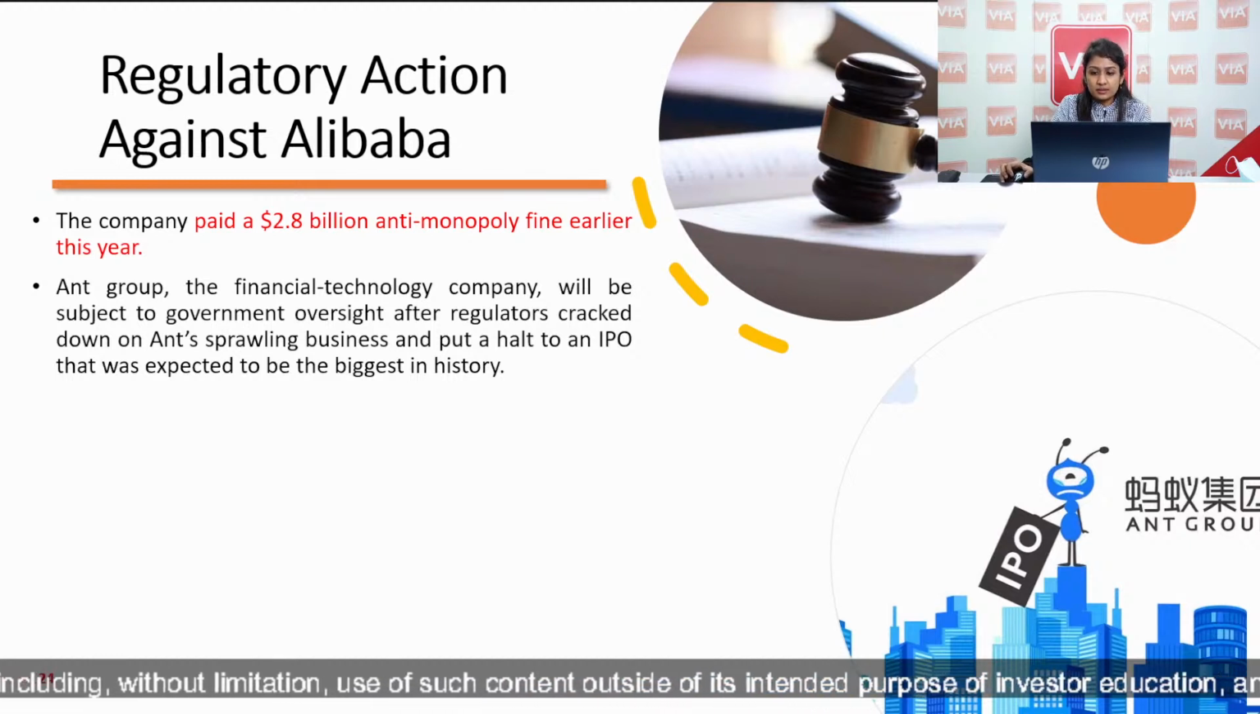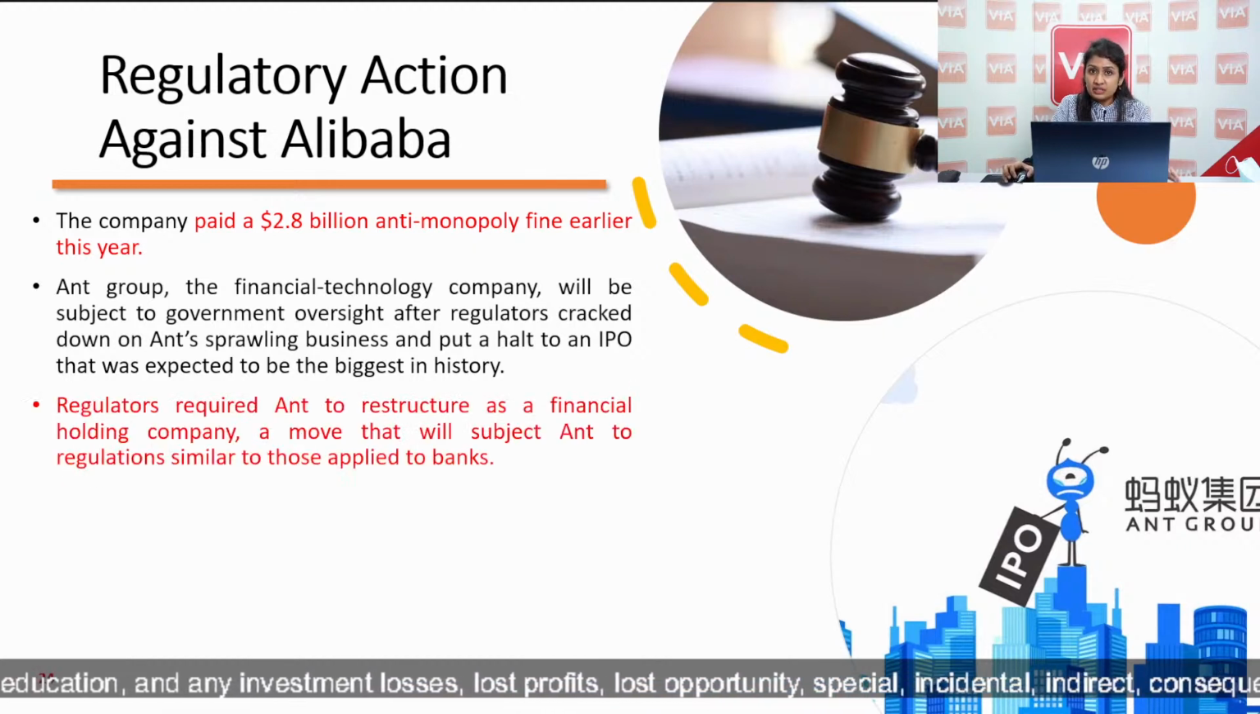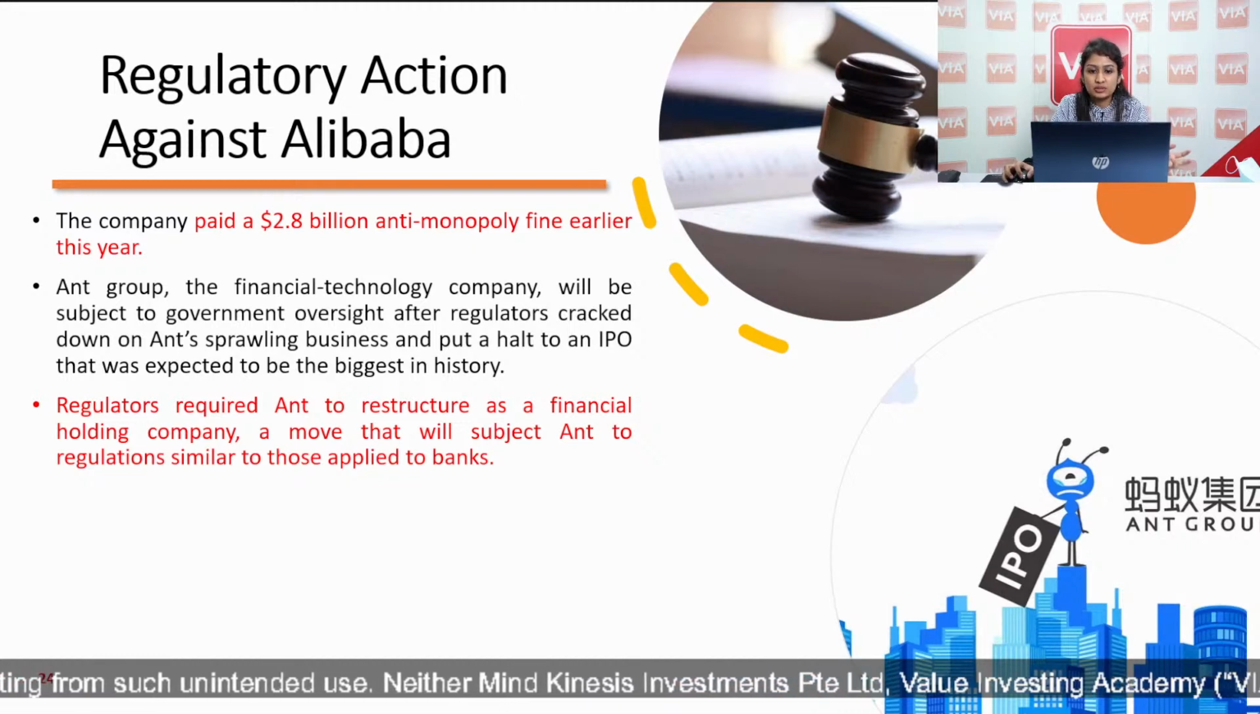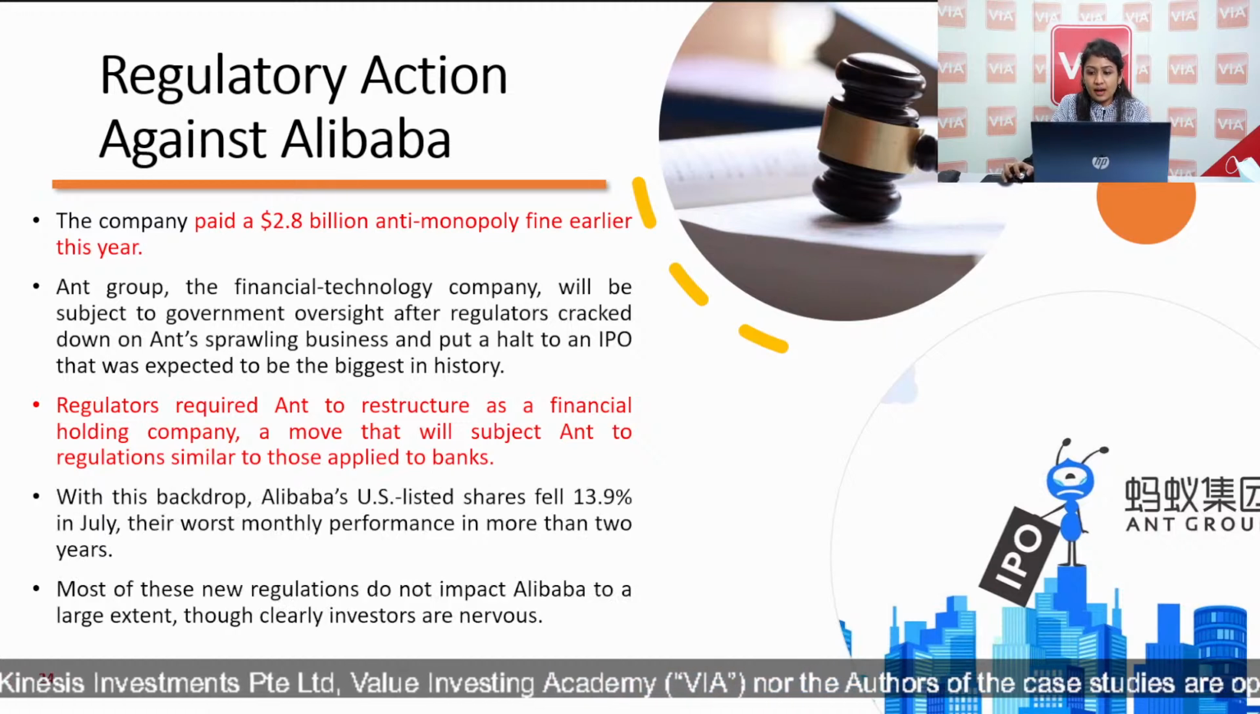Now, as discussed earlier, the IPO of Ant Group was suspended by the authorities. And after the suspension, the company was subject to government oversight as well. It was required to restructure as a financial holding company so that banking regulations would be applied to it. And I'm sure you remember, as I explained earlier, this was because Ant Group was reaping the benefits of the banking functions without the banking regulations being applied to it, so that was morally wrong. So as a result of all these steps, the Alibaba stock fell significantly and investors were quite nervous, as we all know and we all are.